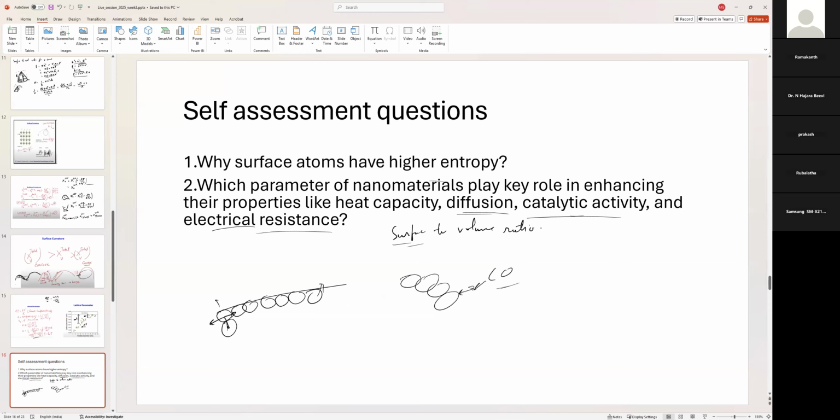I'm not sure how heat capacity directly works. I think they would have more freedom to vibrate, so heat capacity would definitely change. Yes, the surface area to vibration.